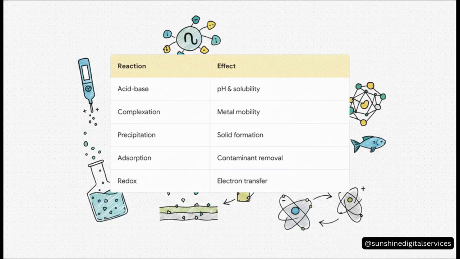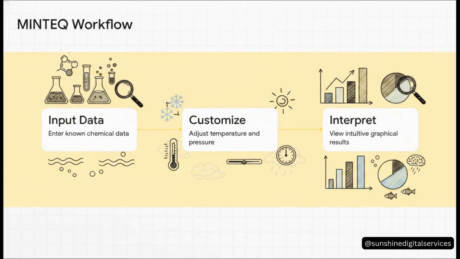Third is precipitation, which happens when dissolved species turn into solid phases and literally drop right out of the water. Fourth is adsorption, which analyzes how substances stick to surfaces. That's actually how a lot of natural contaminant removal processes work. And finally, redox reactions, which evaluate the transfer of electrons, fundamentally changing the stability and toxicity of certain elements. Despite all that incredibly complex chemistry, the workflow for the scientists actually using the software is pretty straightforward. Step 1. The user inputs their known chemical data gathered from actual water samples.